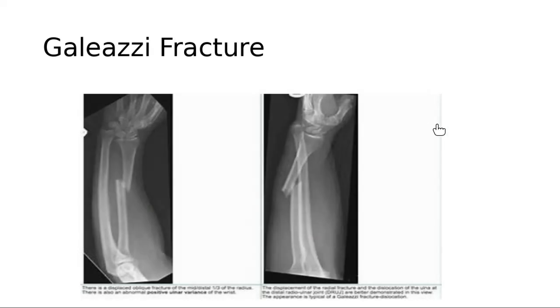You may also get what we call a Galeazzi fracture, where there is a fracture of the distal third of the radius and disruption of the distal radio-ulnar joint. Normally, the radius is longer than the ulna, but having had a fracture here, you can see that the ulna is much longer than the radius because the distal radio-ulnar joint has been disrupted. That's called a Galeazzi fracture.